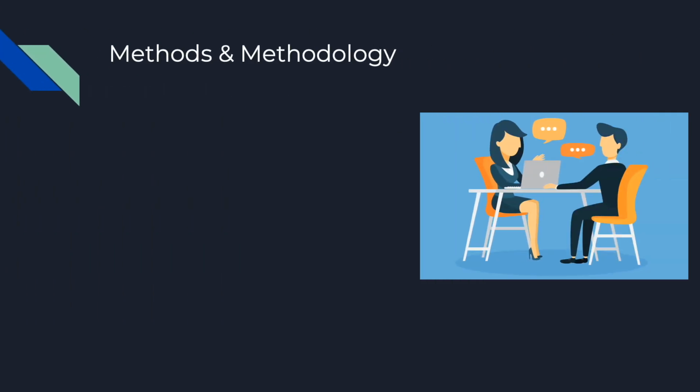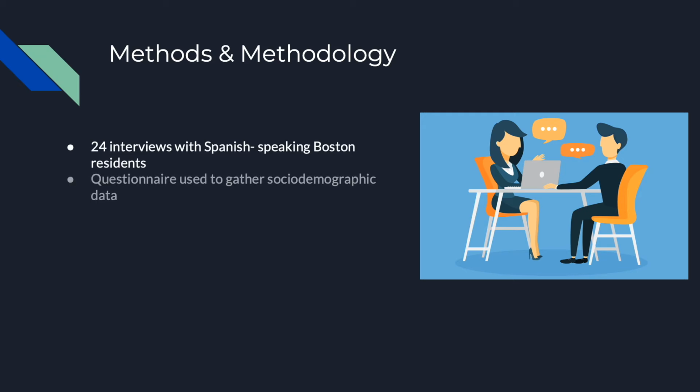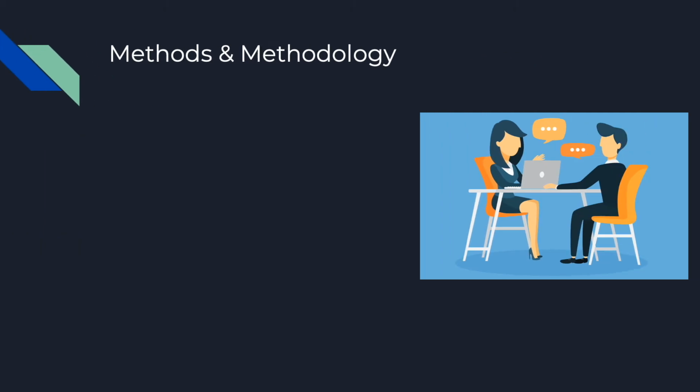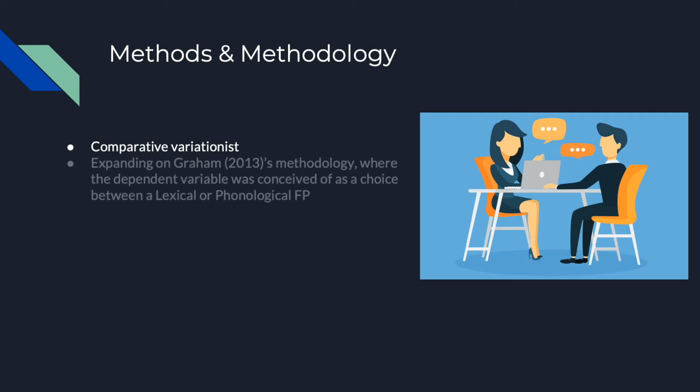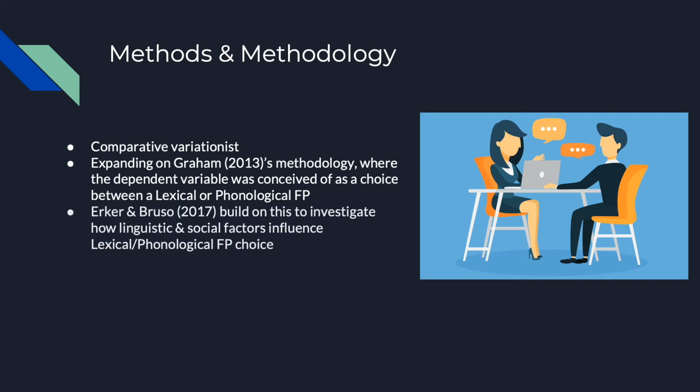They analysed 24 interviews with Spanish-speaking Boston residents, and there was also a questionnaire used to gather socio-demographic data, so the social factors. And in the interviews, they recorded 3,810 filled pauses in total. With the methodology, they were expanding on the comparative variationist methodology used by Lamar Graham in an earlier study. Graham used the choice between lexical and phonological filled pauses as his dependent variable. Urker and Brusso take this and use it as their basis in finding out how linguistic and social factors influence choices between lexical and phonological filled pauses. So they analysed each of the two types of filled pauses separately to see if they could pick up on any patterns of variation that related to the contact measures.